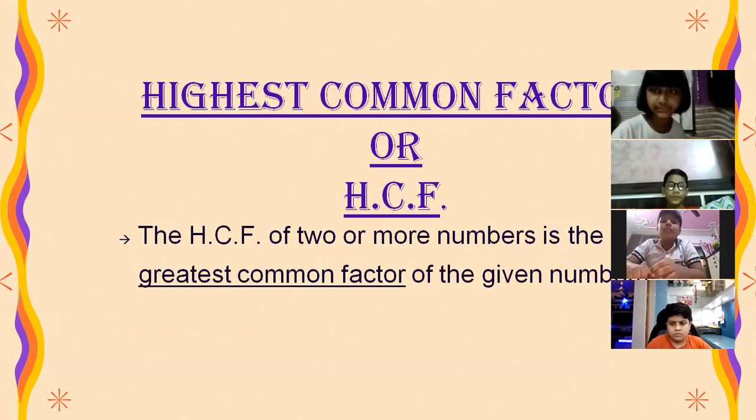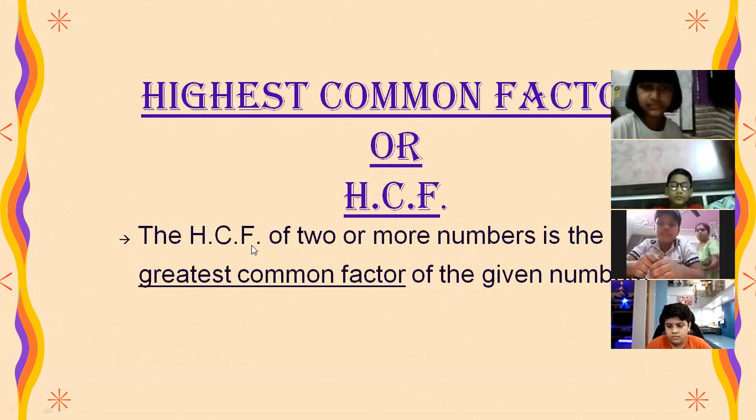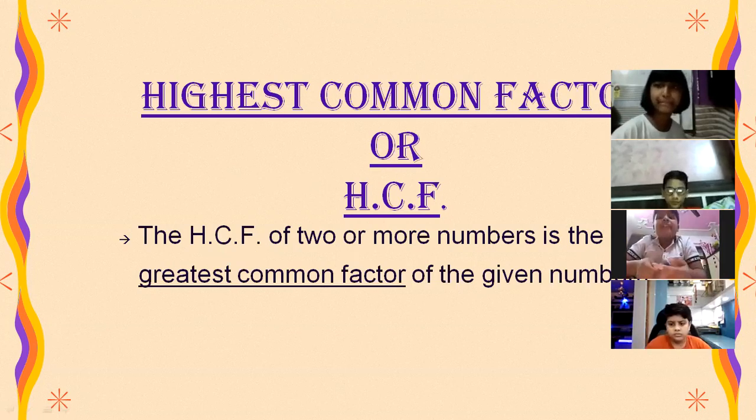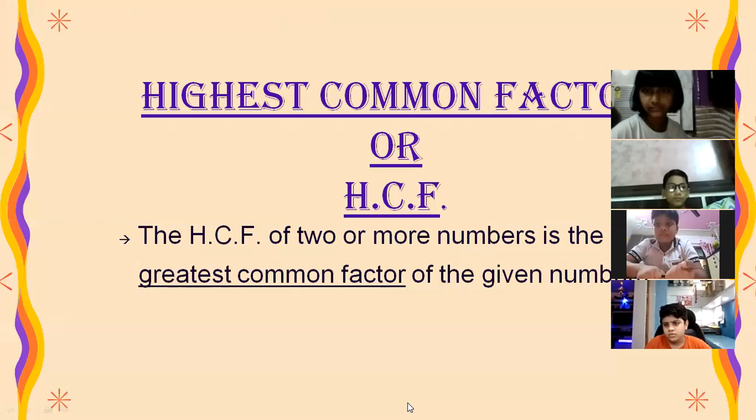Common factor. And the meaning of HCF is, can you read from the screen, Rudra? The HCF of two or more numbers is the greatest common factor of the given numbers. Very good. So, beta, first of all, you must understand this thing, that for finding out the HCF, you need at least two numbers. At least two numbers. Two or more numbers you are required.